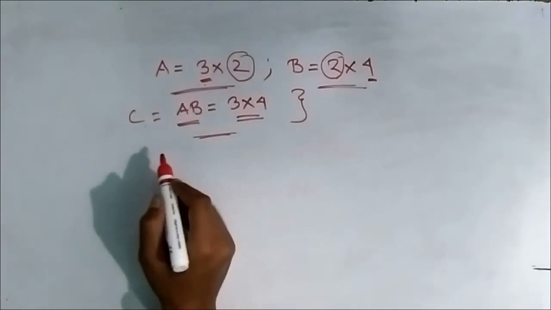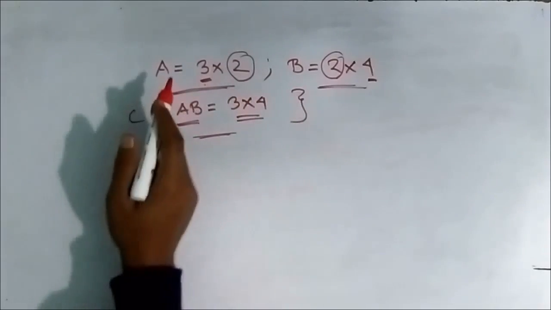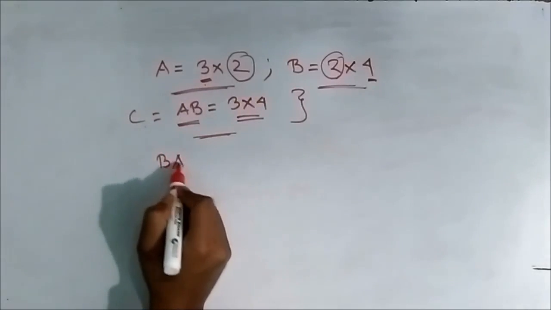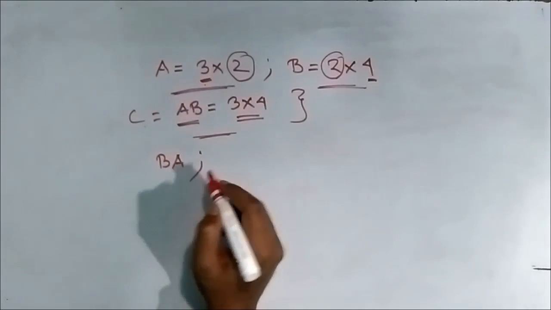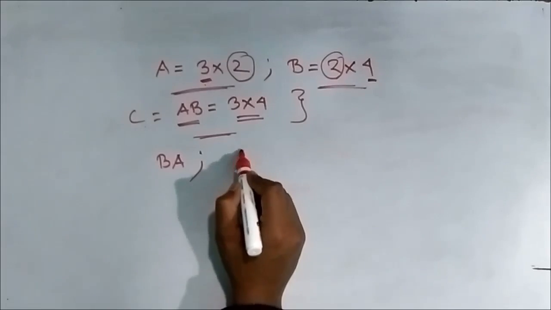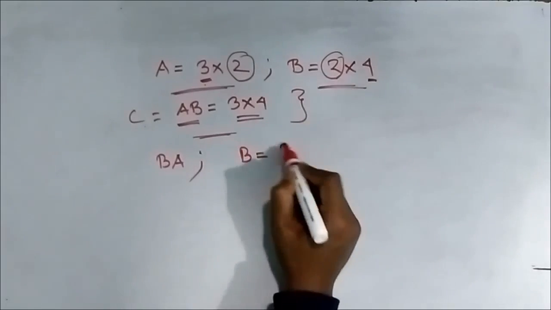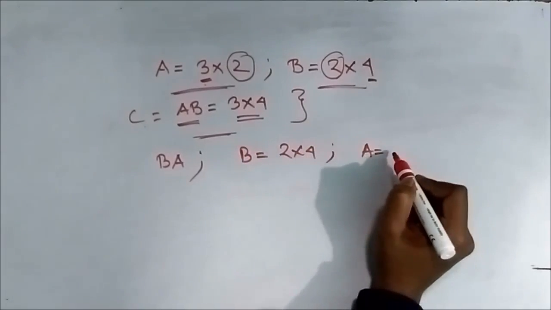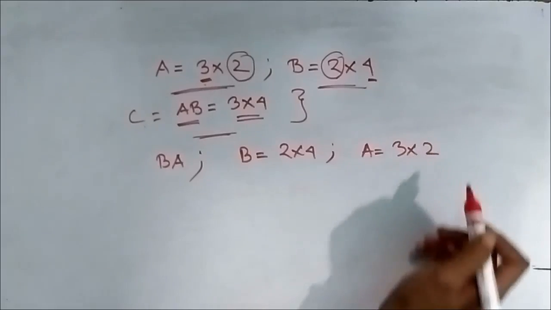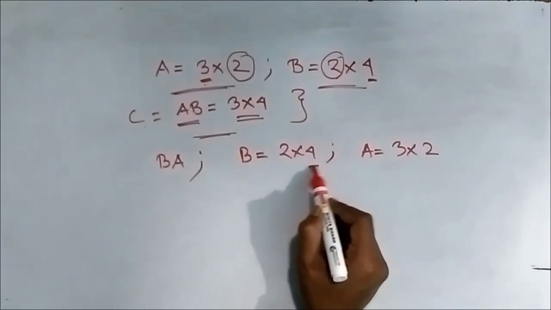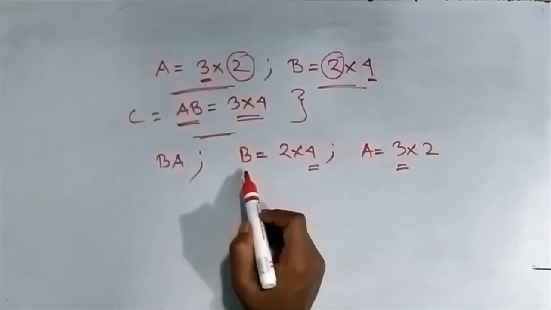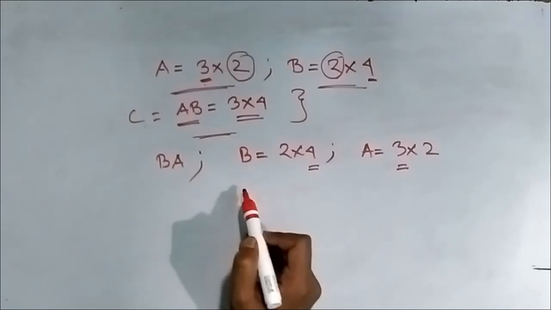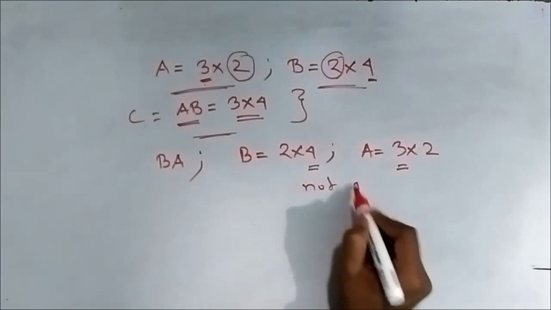Suppose we want to multiply the same matrices but in reverse order, that is, B with A. Let's write the orders of B and A. The order of B is 2 cross 4 and the order of A is 3 cross 2. You can see in this case the column of B is not equal to the row of A, so the matrix multiplication is not possible.